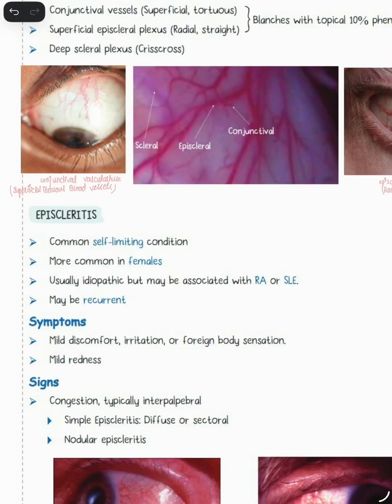Now the episcleritis. It is a common self-limiting condition. It will resolve on its own, and it is seen more commonly in females, usually idiopathic. We do not know its cause, and it can resolve on its own. But it may be associated with rheumatoid arthritis and SLE, and may be recurrent. If it is occurring recurrently, then we should keep in mind the collagen vascular diseases RA and SLE.